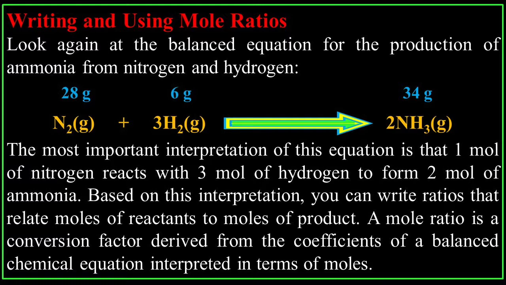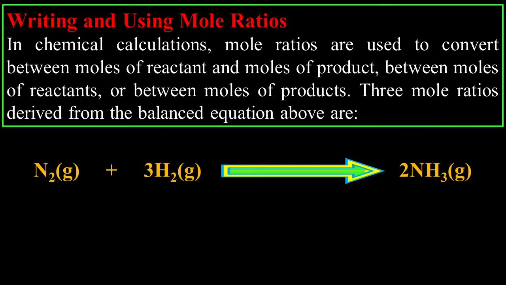A mole ratio is a conversion factor derived from the coefficients of a balanced chemical equation interpreted in terms of moles. In chemical calculations, mole ratios are used to convert between moles of reactant and moles of product, between moles of reactants, or between moles of product. Three mole ratios derived from the balanced equation above are, based on this equation that we'll look at, N2 plus 3H2 plus 2NH3. We'll do this very slowly, and we'll change the timing so it goes a little bit more quickly, and then we'll assess what we have seen.